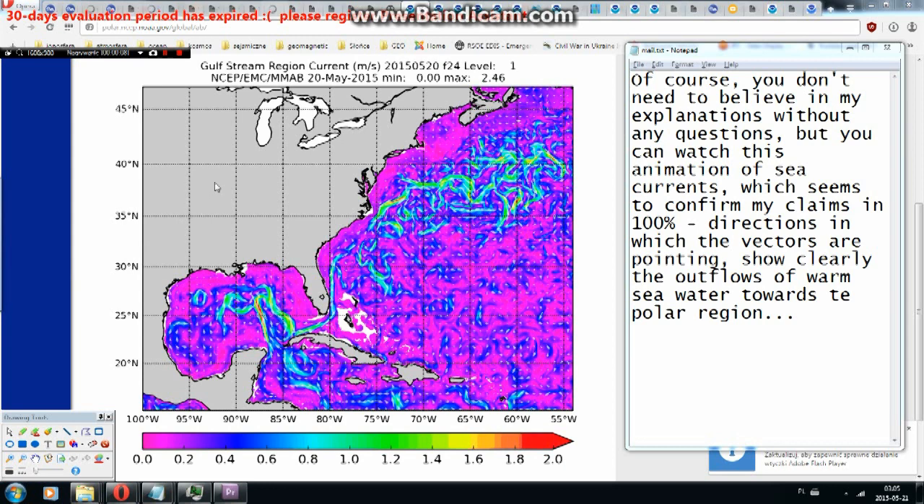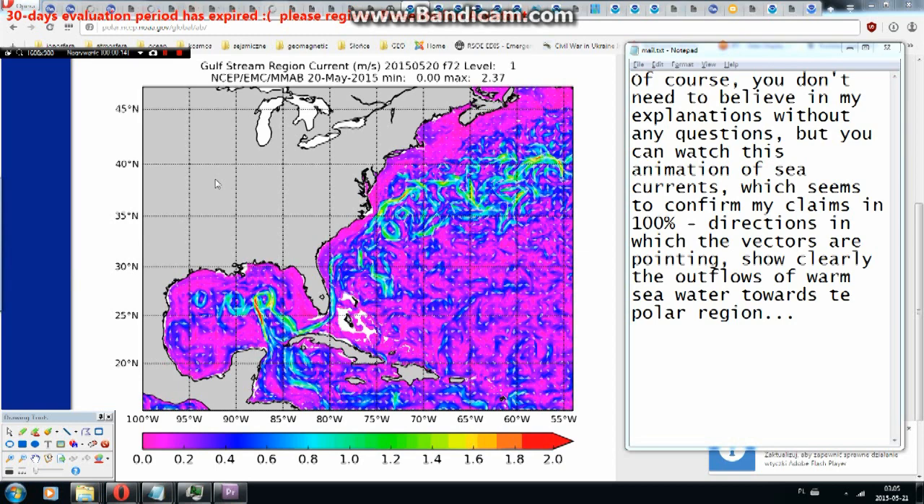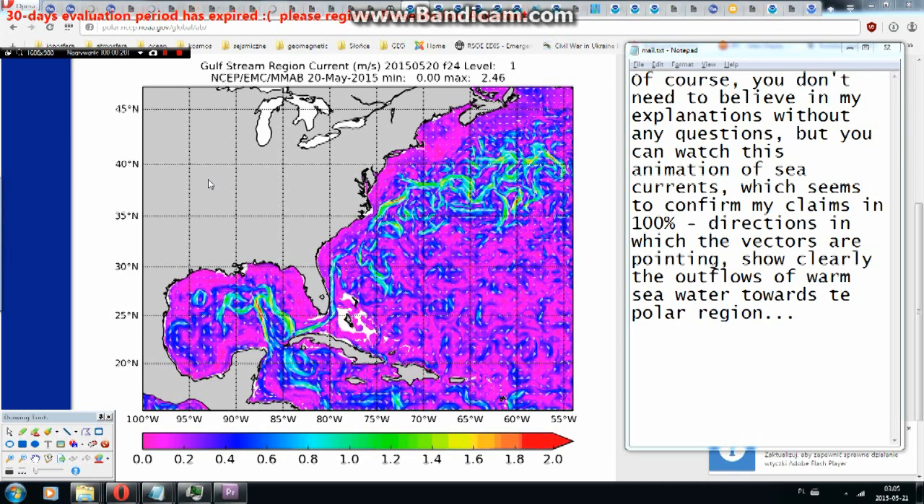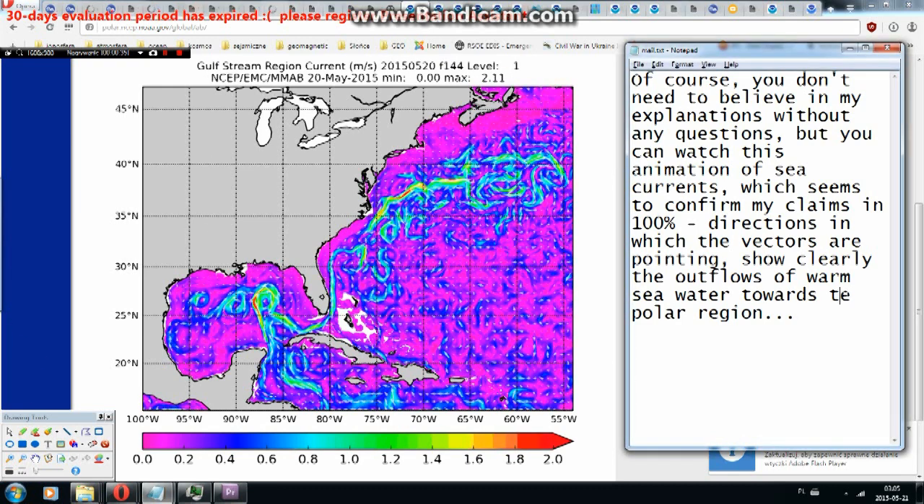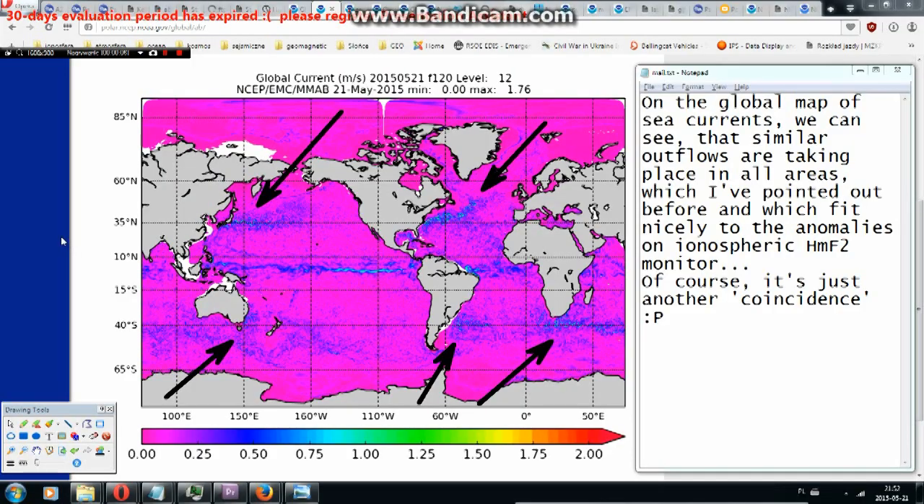Of course, you don't need to believe my explanations without any questions, but you can watch this animation of sea currents, which seems to confirm my claims 100%. The directions in which the vectors are pointing show clearly the outflows of warm seawater towards the polar region. On the global map of sea currents, we can see that similar outflows are taking place in all areas which I've pointed out before, and which fit nicely to the anomalies on the ionospheric HMF2 monitor. Of course, it's just another coincidence.